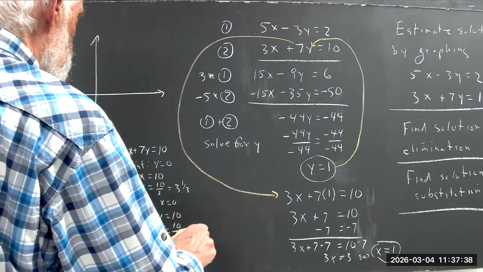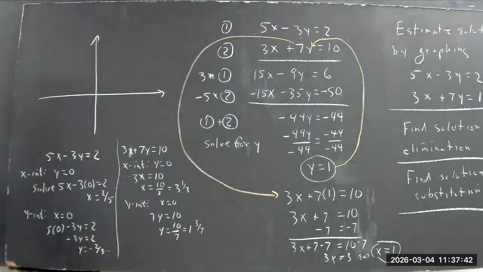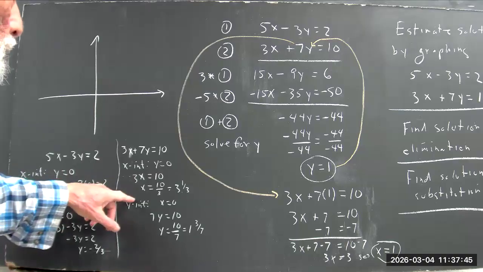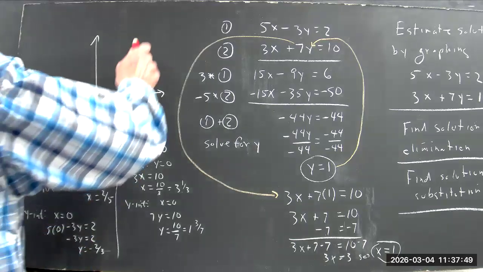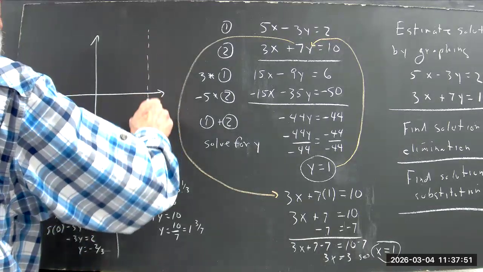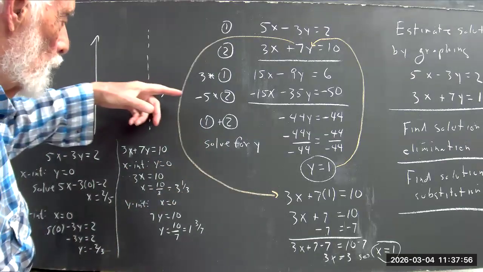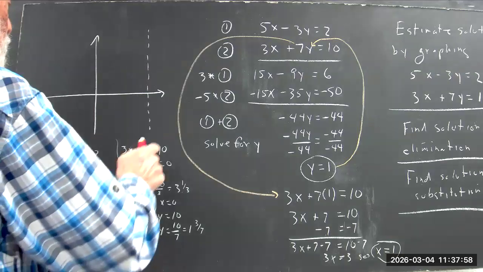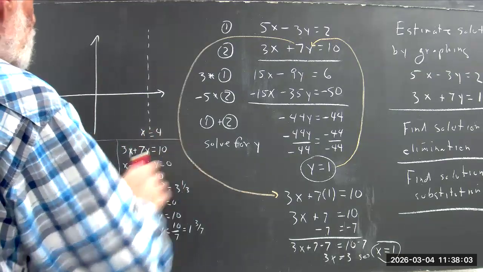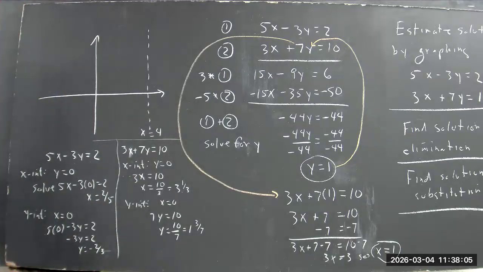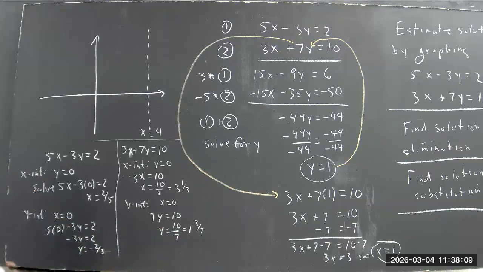Y equals 10/7, which is 1 3/7. Well, the biggest x coordinate we have is 3 1/3. So I'm going to draw a vertical line, out close to the arrow on my x-axis, and label that x equals 4. Now the biggest y-intercept we have is 1 3/7.